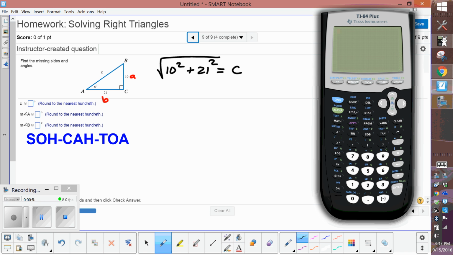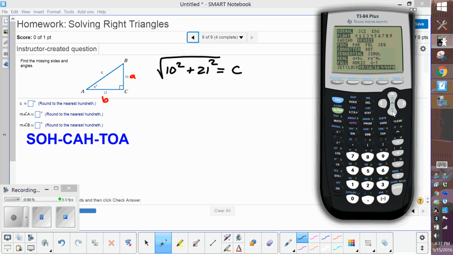Again, before I get going on my calculator, hit mode, make sure degree is highlighted. Okay, square root, second squared, 10 squared plus 21 squared. Close your parentheses, and there's your answer for little c, 23.26. Make sure you round to the nearest hundredth, which is 2 decimal places.